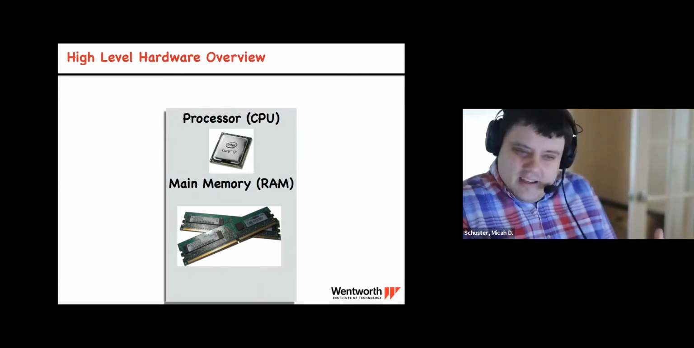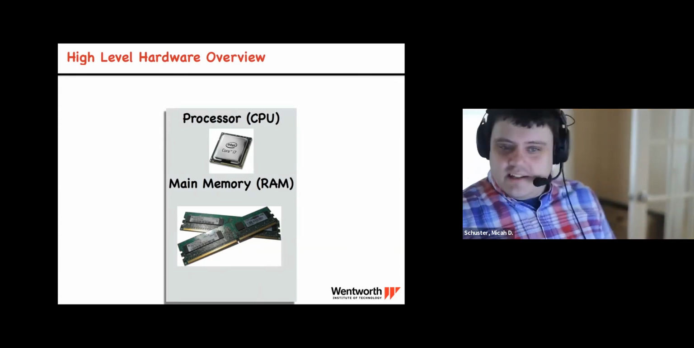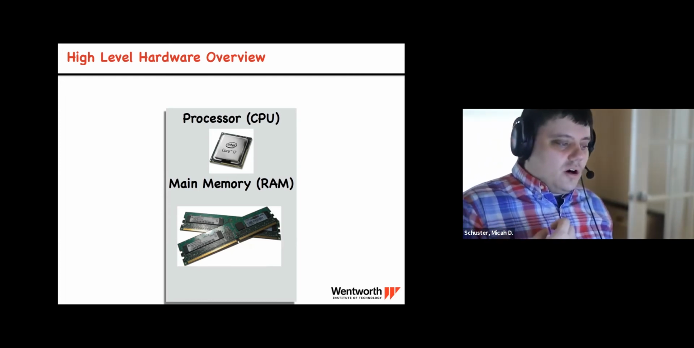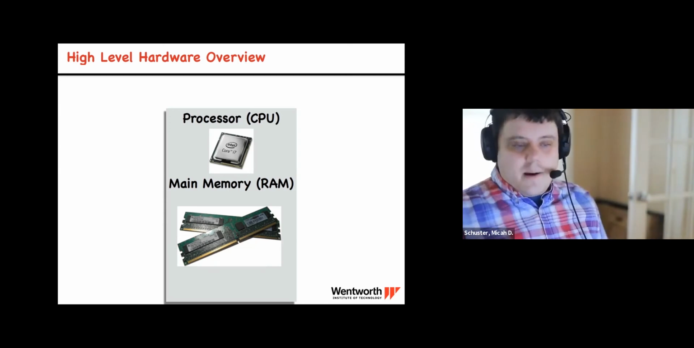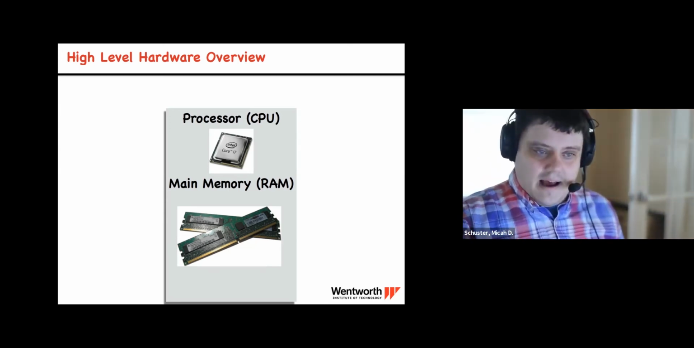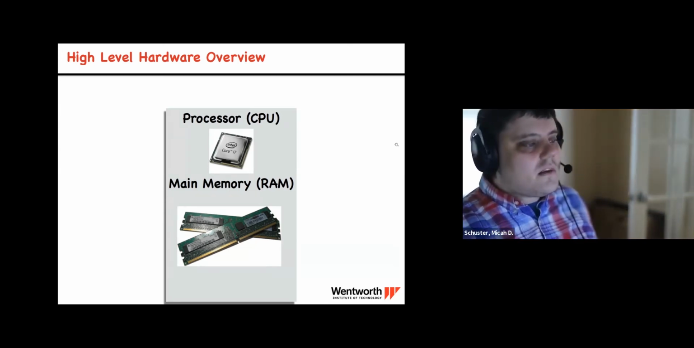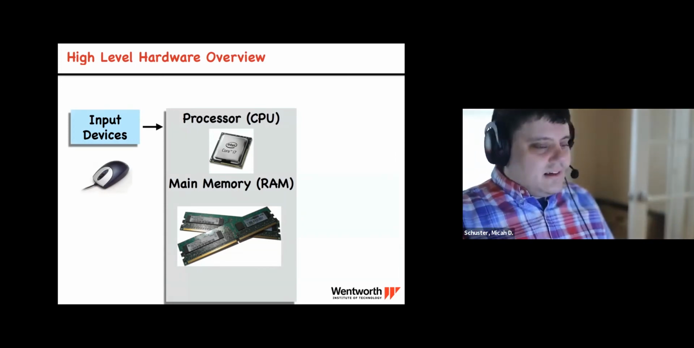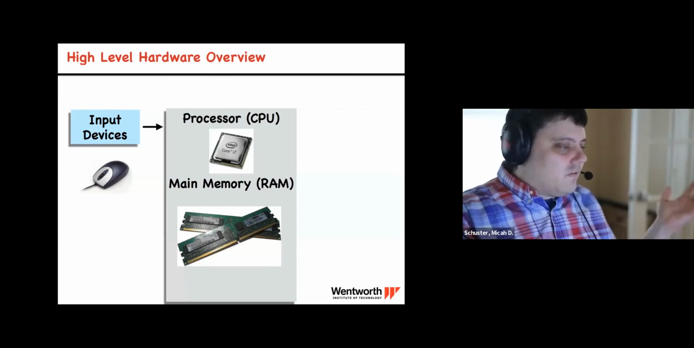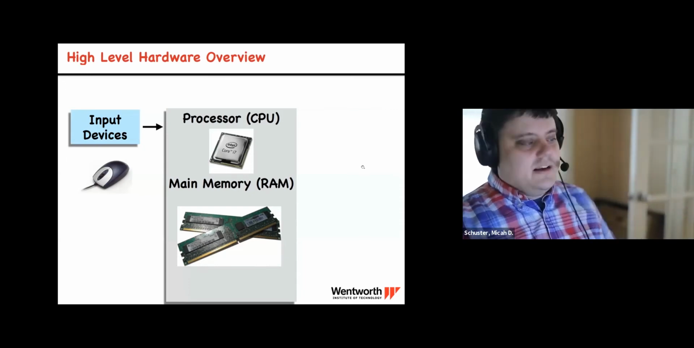We normally put these together because they work very closely together. All of your entire program, all the data that you have as part of your program, is in the main memory, and that's going to be processed by the processor. We've got some input devices: mice, keyboard, microphone, whatever input devices you would need for your program.